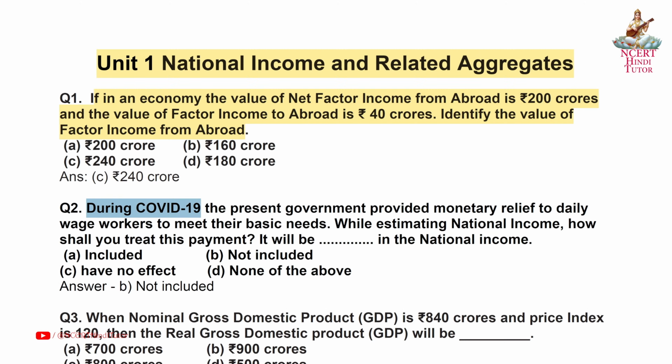Question 2. During COVID-19, the present government provided monetary relief to daily wage workers to meet their basic needs. While estimating national income, how shall you treat this payment? It will not be included in the national income. So the answer is B, not included.